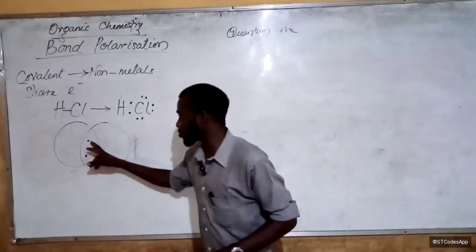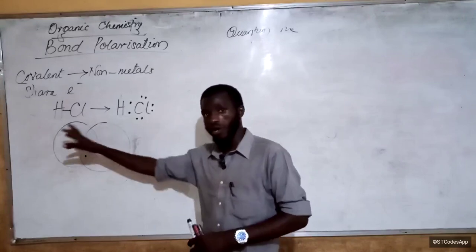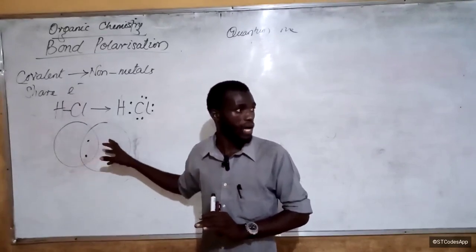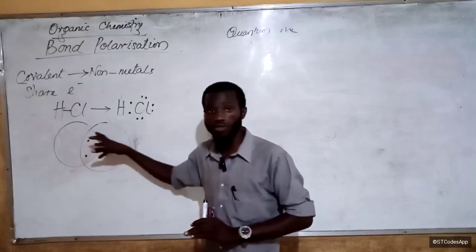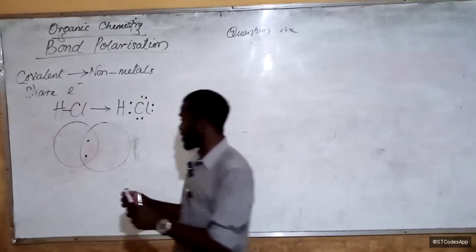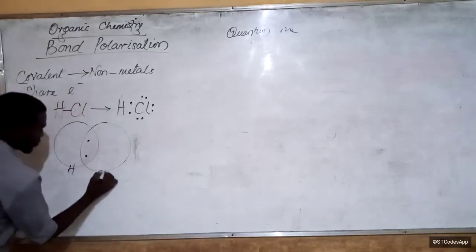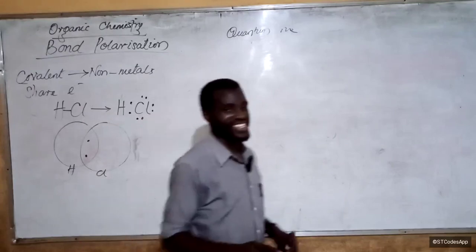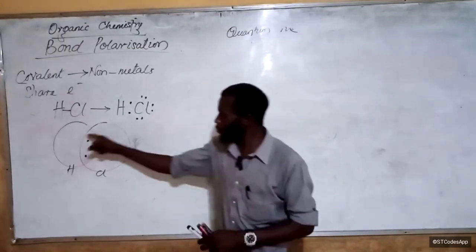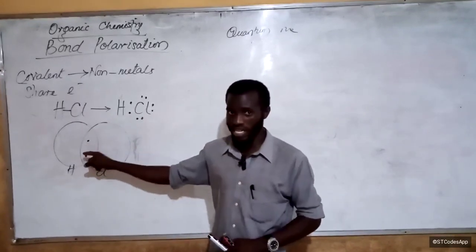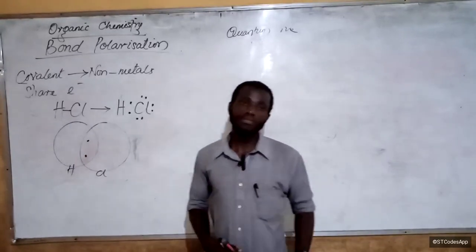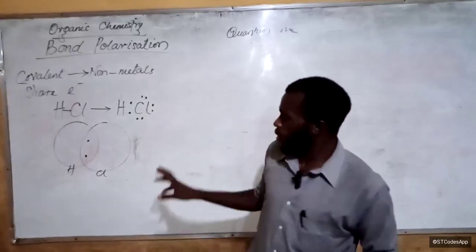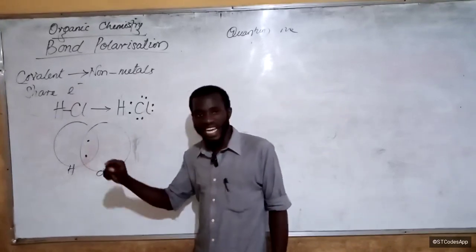Now, these electrons being shared by these two, we will count them to belong to both the hydrogen and the chlorine. But even though they are sharing these electrons, there's a property that makes them have unequal sharing of electrons. There's a property that makes this sharing happen unevenly.